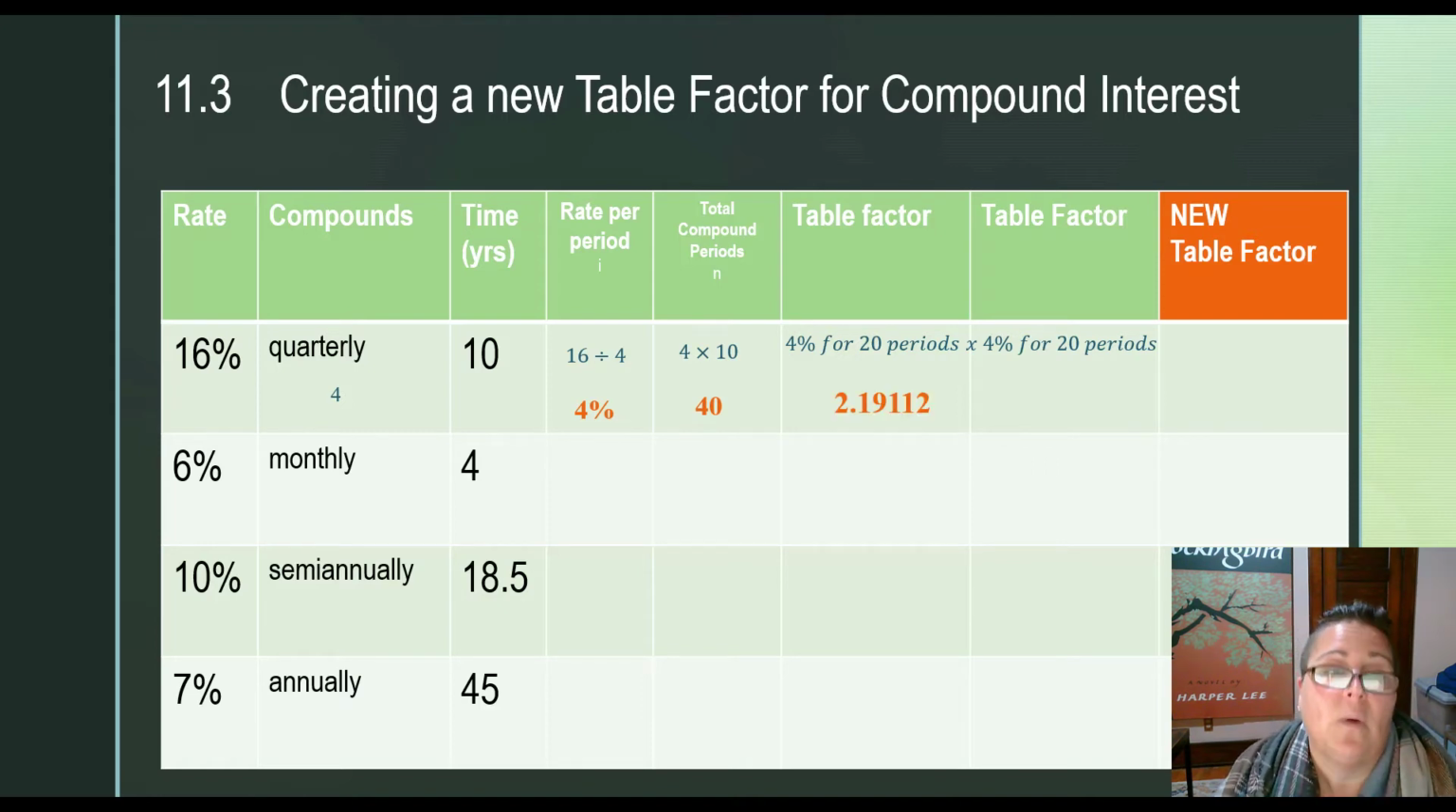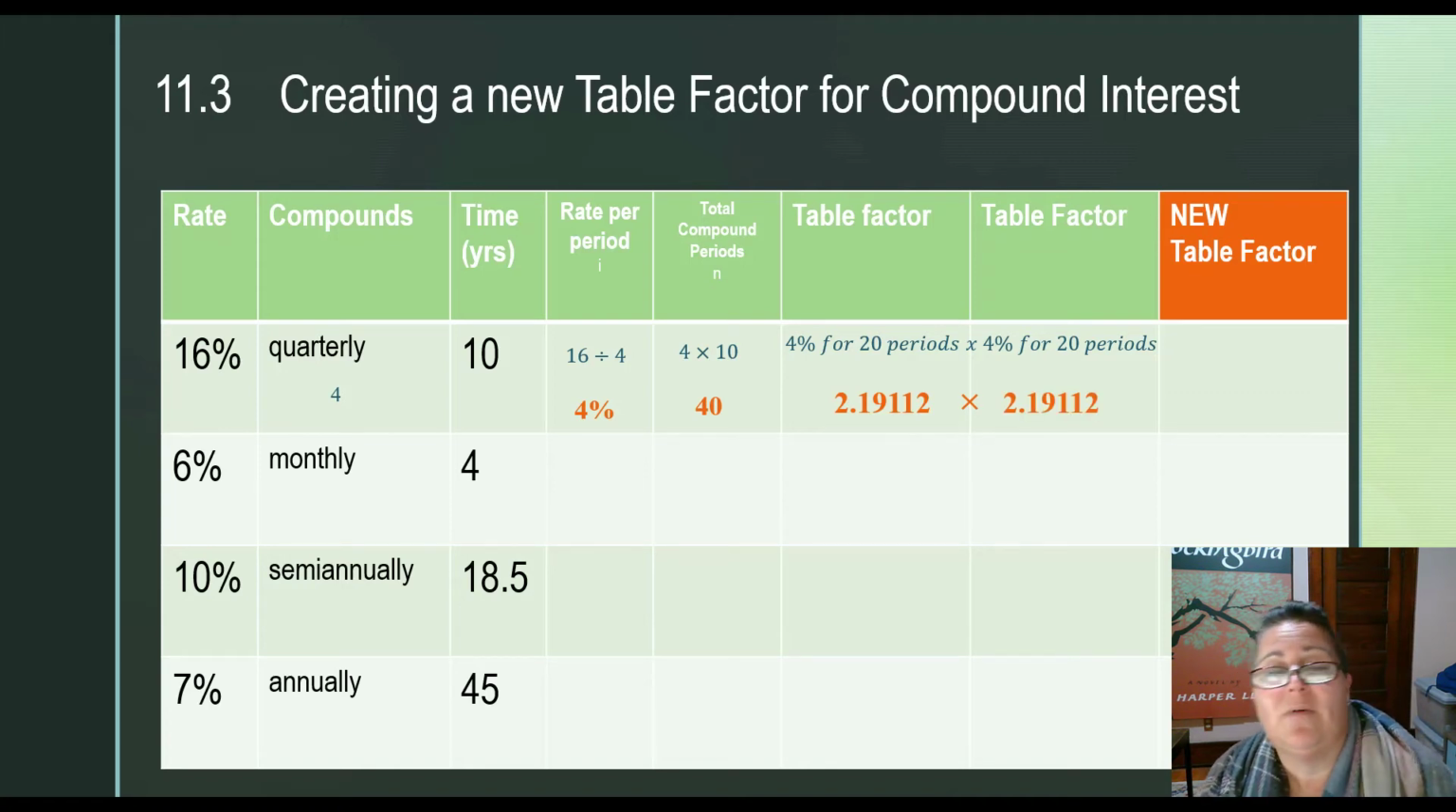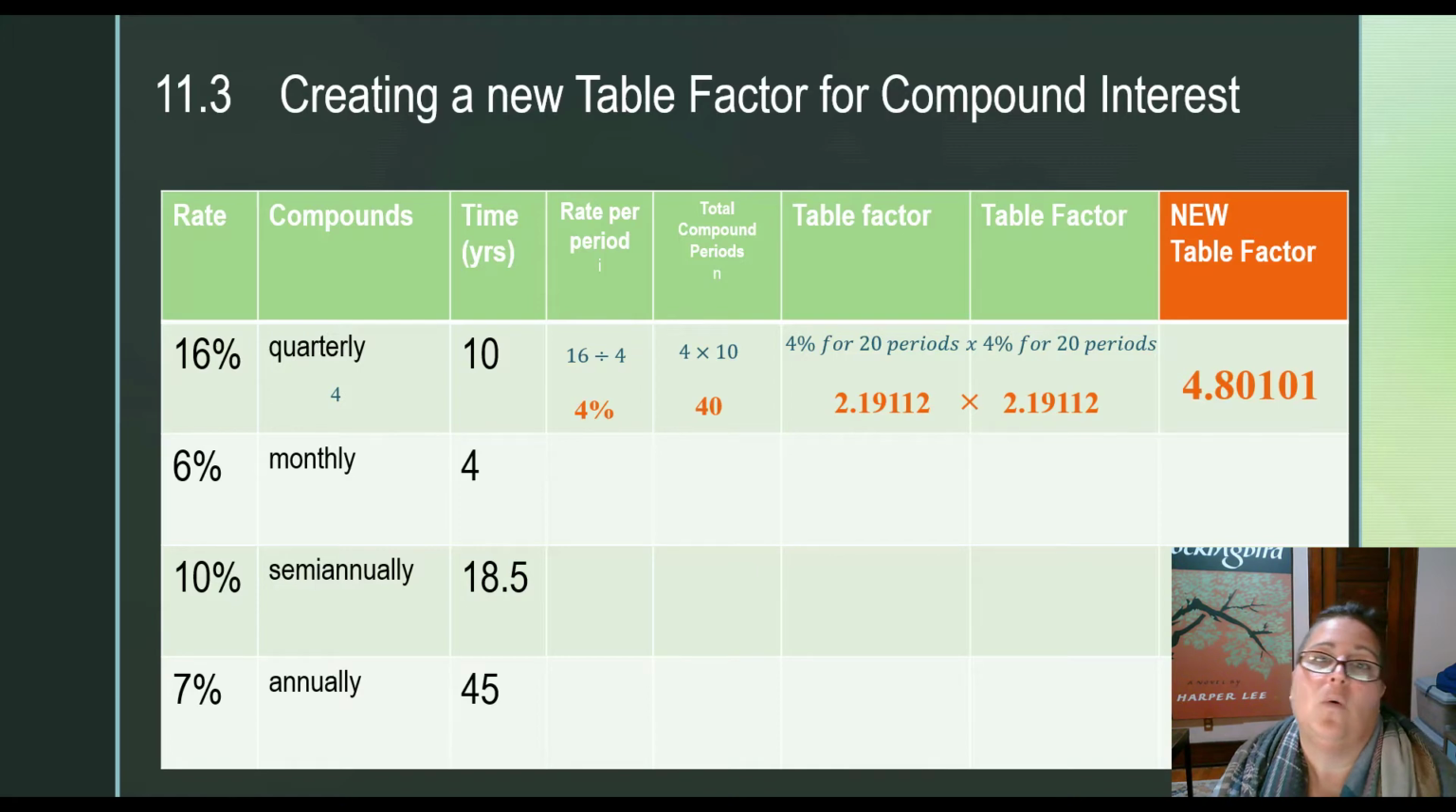This is 2.19112 times the 2.19112. This gives me a new table factor of 4.80101.